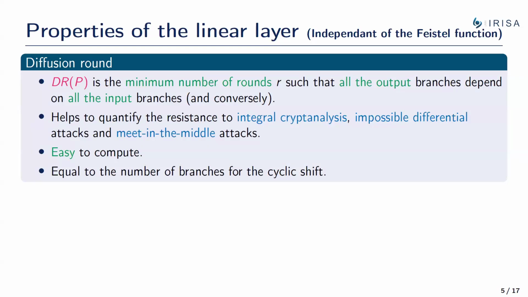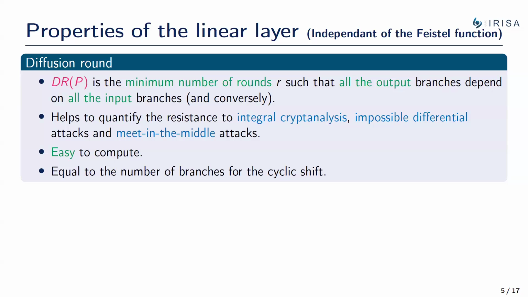I said we can use any permutation in a GFN. However, not all of them are good. Some are better than others, and we have two main criteria to determine which ones are the best. The first one is the diffusion round. It is the minimum number of rounds such that all the output branches depend on all the input branches, and conversely.